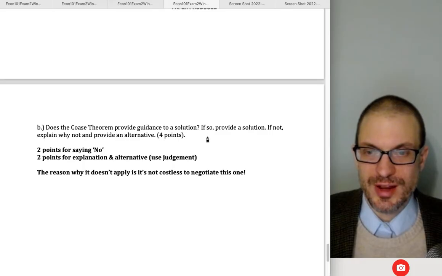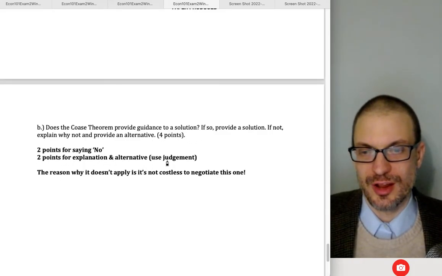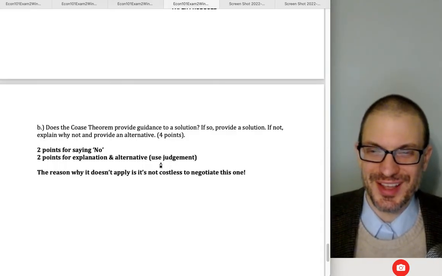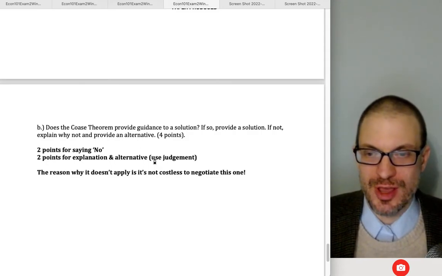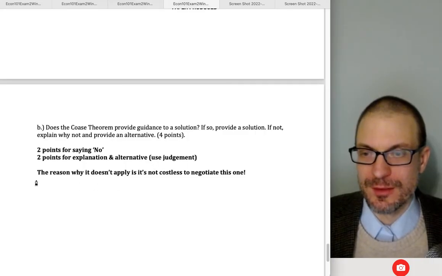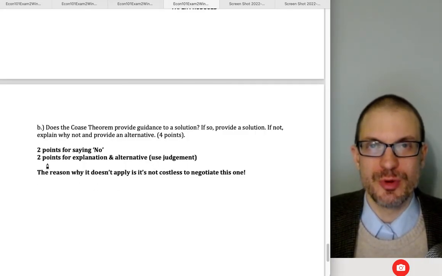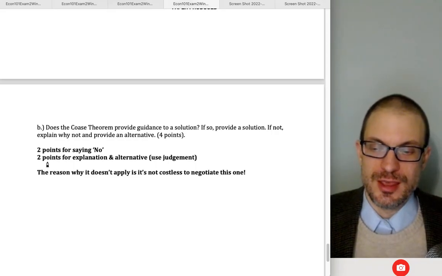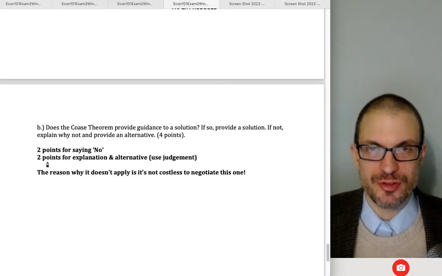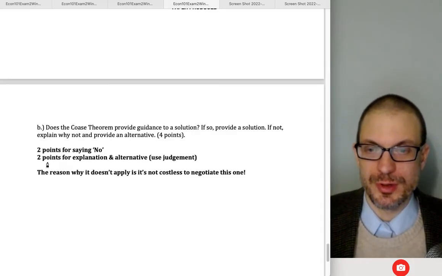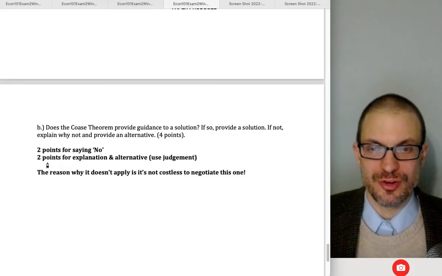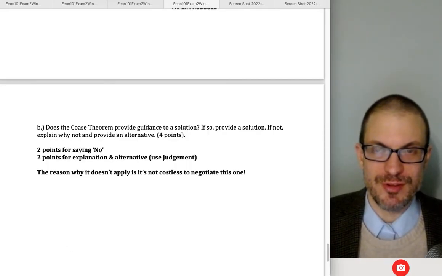Does the Coase theorem provide guidance to the solution? No. 2 points for saying no, and then 2 points for the explanation and alternative. Use your good judgment to tell us what could happen. Maybe internalize the externality through a tax or some type of cap and trade or something. So the reason why the Coase theorem doesn't apply, what's the Coase theorem? It says that if it's costless to negotiate and if property rights are well defined, it doesn't matter who originally has, for instance, the right to pollute, we'd expect that our decision makers are going to come together and bargain to the efficient outcome.